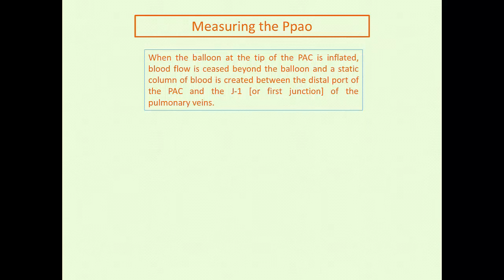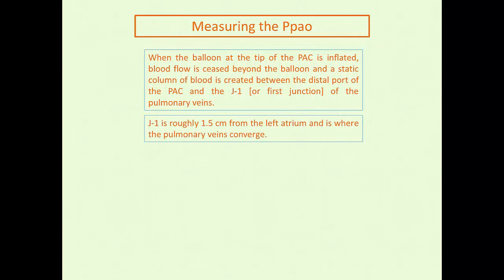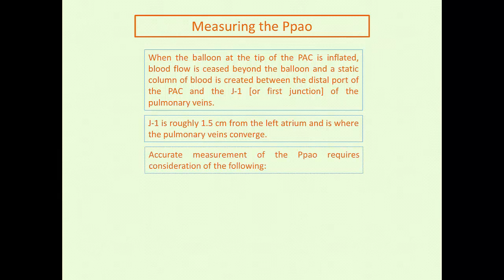Well, when you inflate the balloon at the tip of the pulmonary artery catheter, that's PAC, after the tip has been advanced into the pulmonary tree, blood flow has ceased beyond that balloon, and a static column of blood is generated between the distal port of the pulmonary artery catheter and the J1, or first junction, of the pulmonary veins, which essentially gives you an estimate of your left atrial pressure. So this is sort of like the CVP of the left atrium.